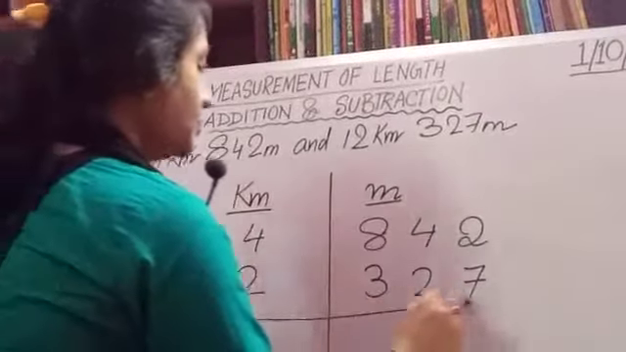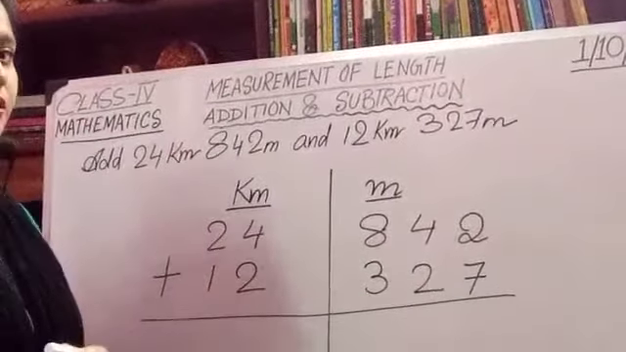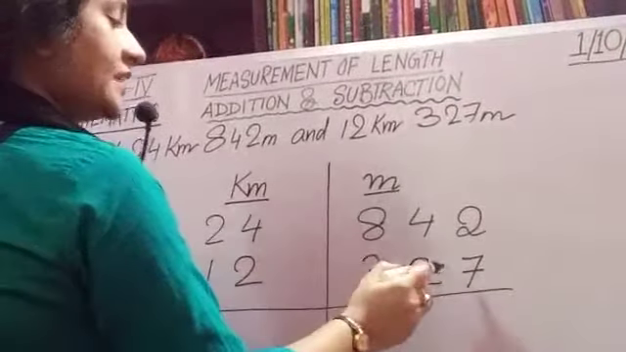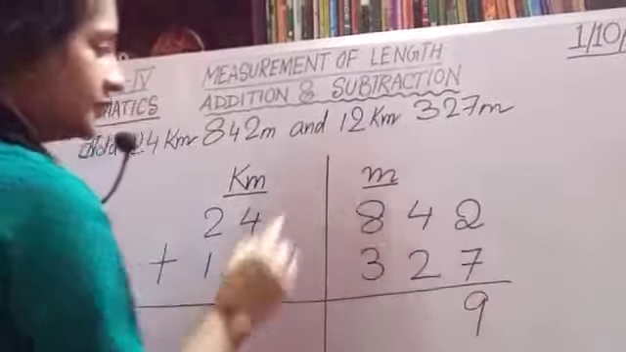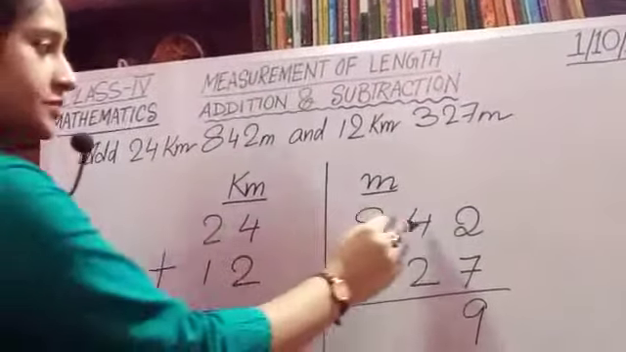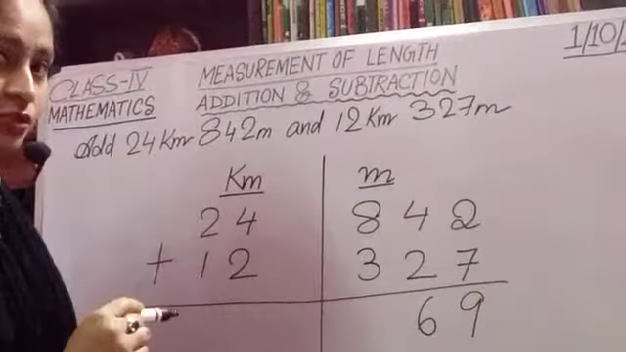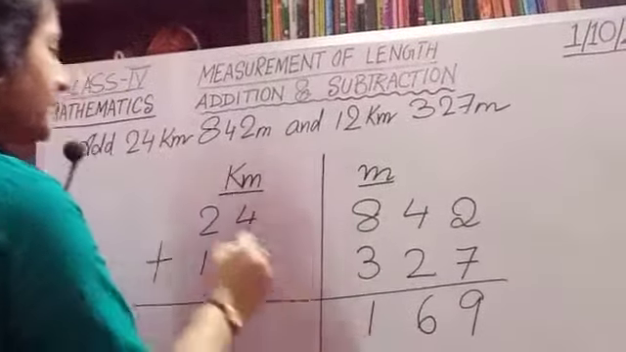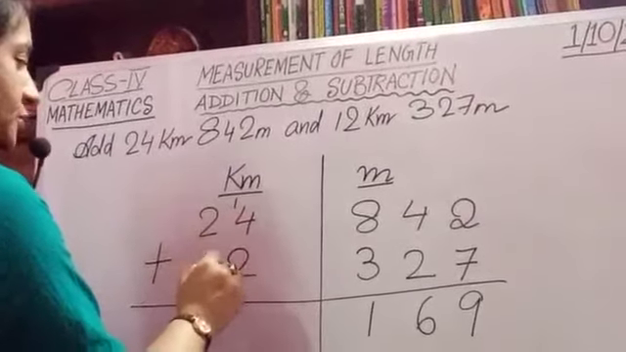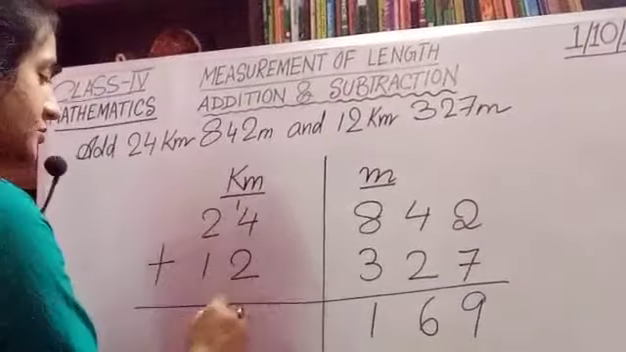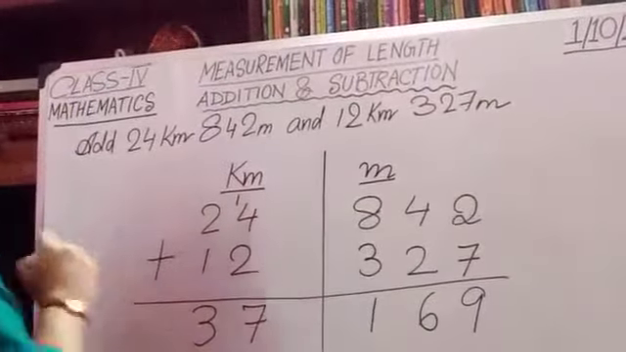Now I am going to add. This is simple addition as we have done, isn't it? So let us add. 7 plus 2 gives you 9. 4 plus 2 gives you 6. 8 plus 3 gives you 11. Carry over 1. 4 plus 2 gives you 6. Plus 1 is 7. And 2 plus 1 is 3.